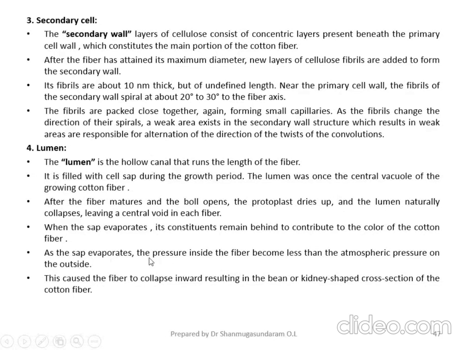As the sap evaporates, the pressure inside the fiber becomes less than the atmospheric pressure on the outside of the fiber. So this is the reason why our cotton fiber collapses, resulting in a bean shaped or kidney shaped cross section.